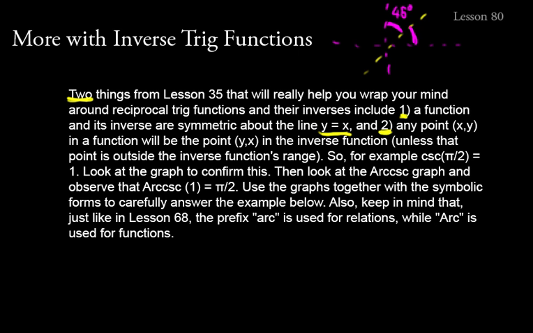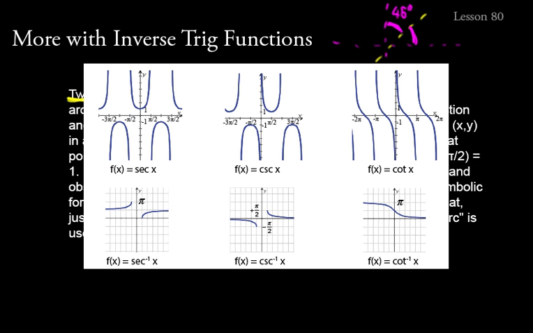Second thing, any point x comma y in a function will be the point y comma x in the inverse function, unless that point is outside the inverse function's range. Okay, that's a big deal there. So, for example, cosecant of pi over 2 equals 1. That's what we were talking about earlier, that point right there. Then you think pi over 2 comma 1. Now for the inverse function down here, you think 1 comma pi over 2, right? So we've already kind of looked at that, but that's an important thing to keep in mind.